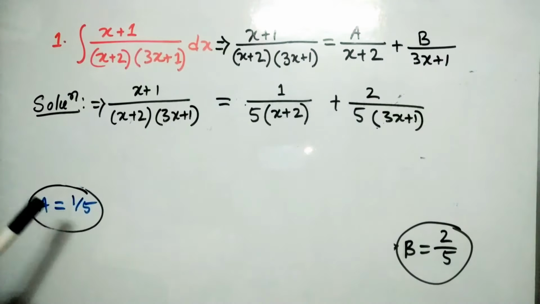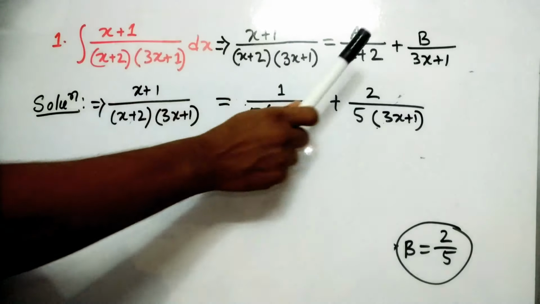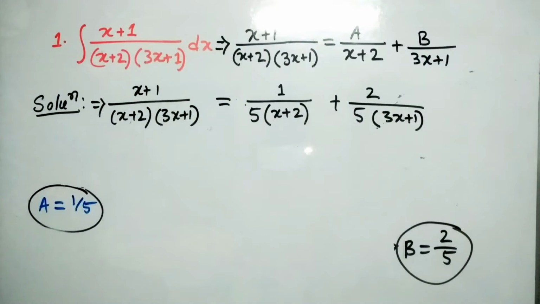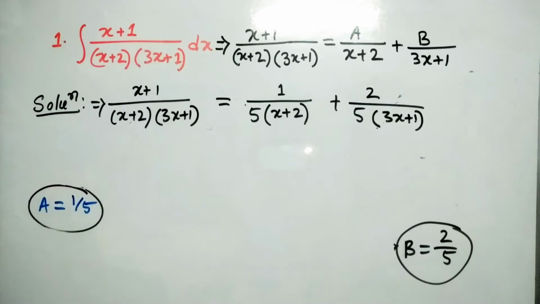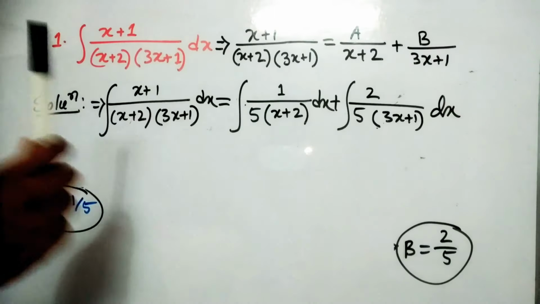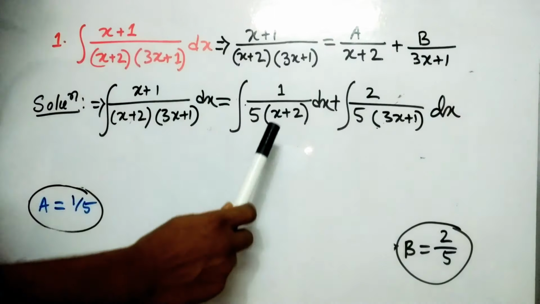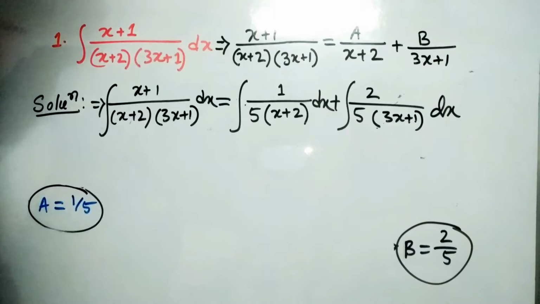Now these values of a and b have been put in this equation, and we have got x plus 1 by x plus 2 into 3x plus 1 is equal to 1 by 5 into 2x plus 2 and 2 by 5 into 3x plus 1. Now if we put the integration sign in the left hand side, this integration sign will be put on both the terms in the right hand side.